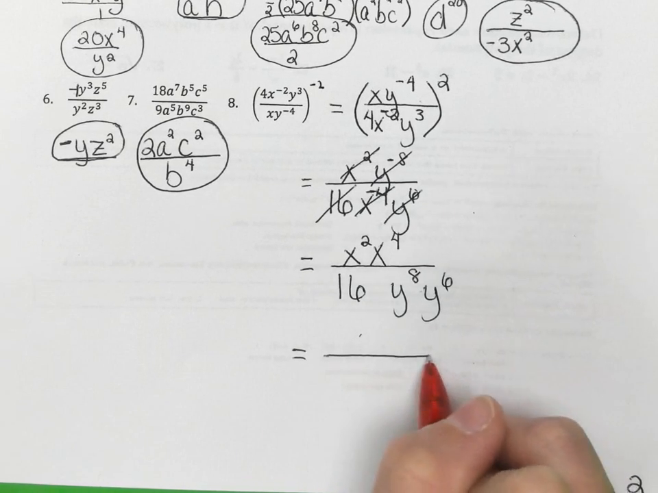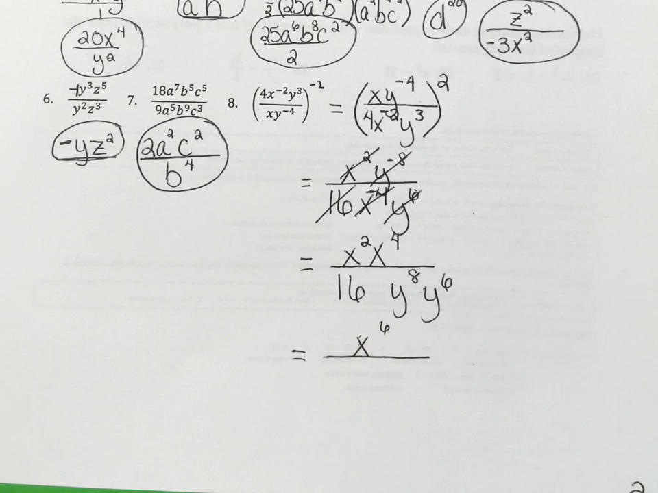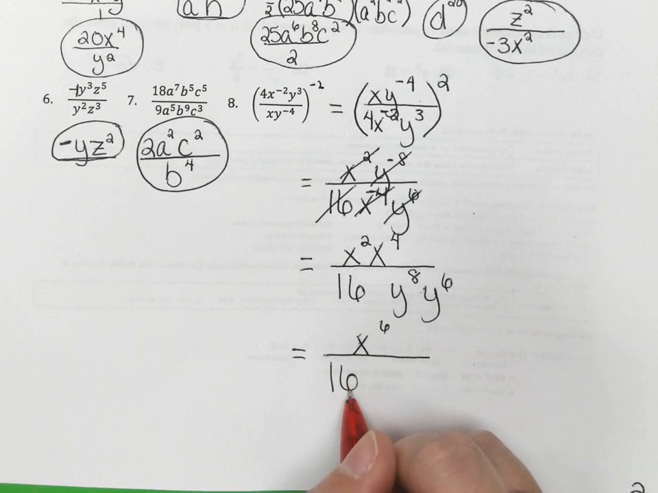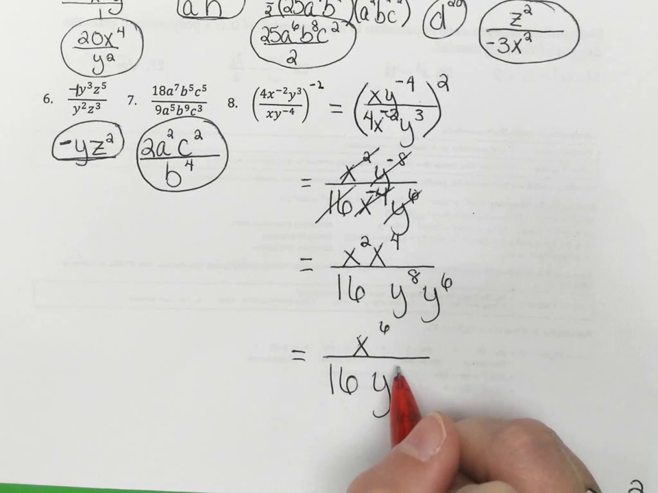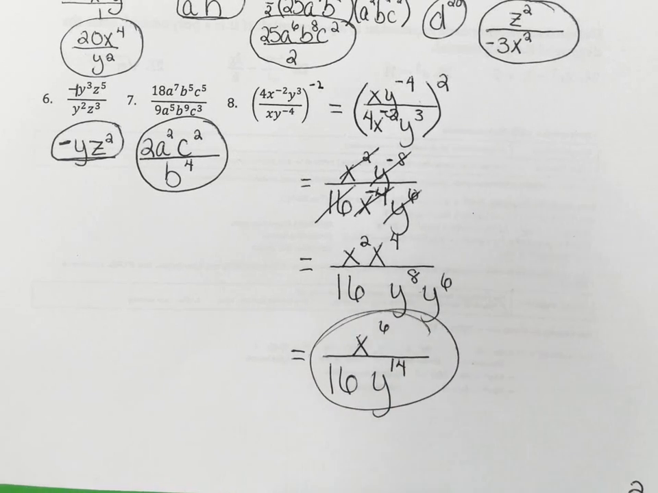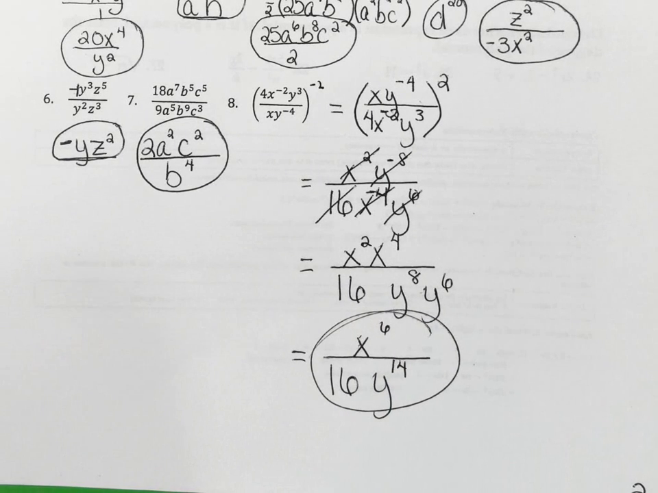Multiply the bases. What do you do to the exponents? Add them. 2 plus 4 is 6. And on the bottom, multiply the bases. You add the exponents. 8 plus 6 is 14. You don't have anything like, so you're done. We got one more page and then we're done.